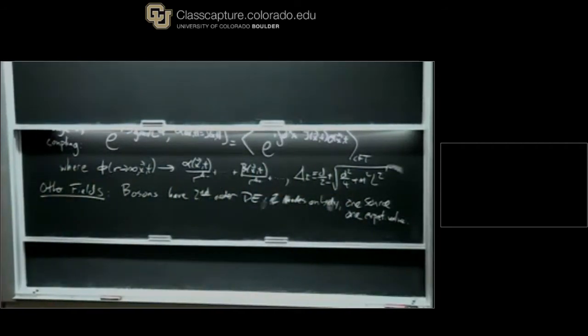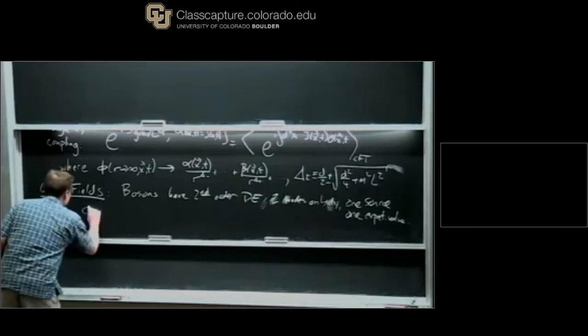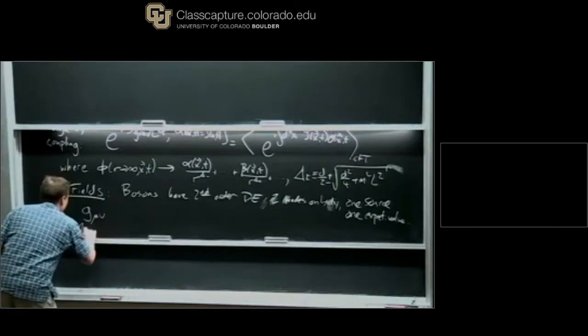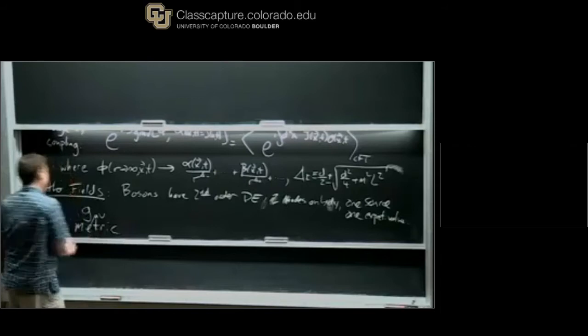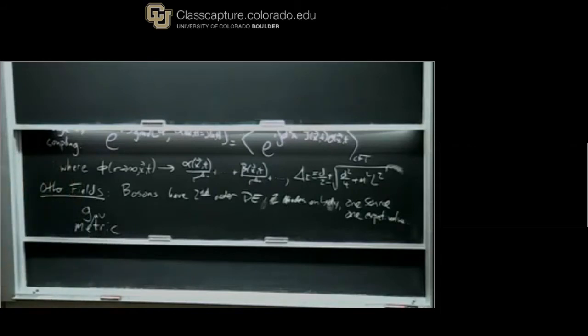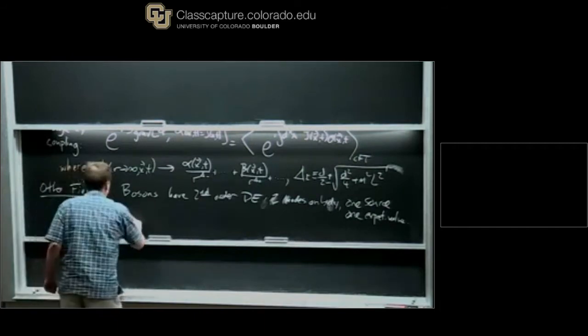And actually, something similar holds for fermions. The story just looks a little different because they have first-order differential equations, but they make up for it by having extra components. But the two that we want to mention, we have gravity. So we always have a metric. So we ought to have something on the field theory side that we also always have. And that something is the energy momentum tensor.